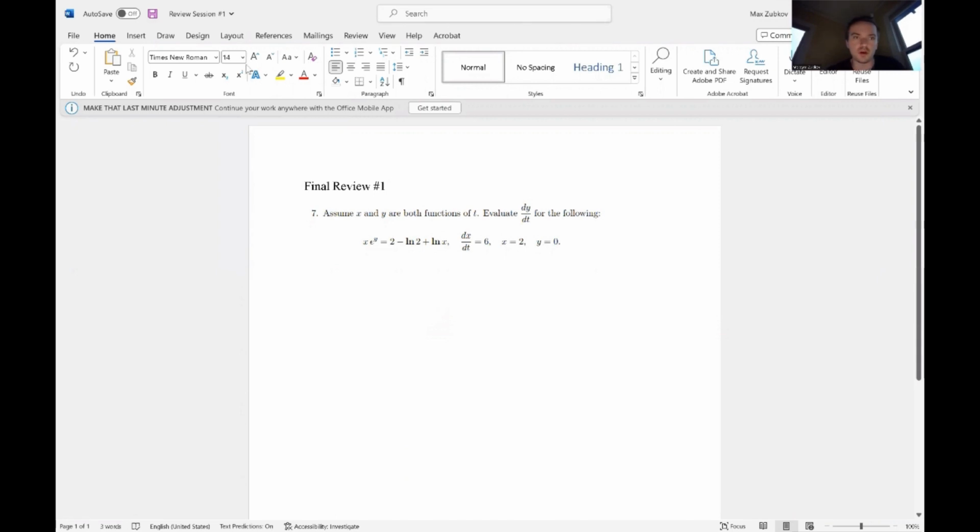For problem number 7, what do we have? We have the following function, x times e to the y is equal to blah, blah, blah. And we need to figure out what our dy over dt is. Whenever you do the problem, I strongly recommend you to just try to remember.